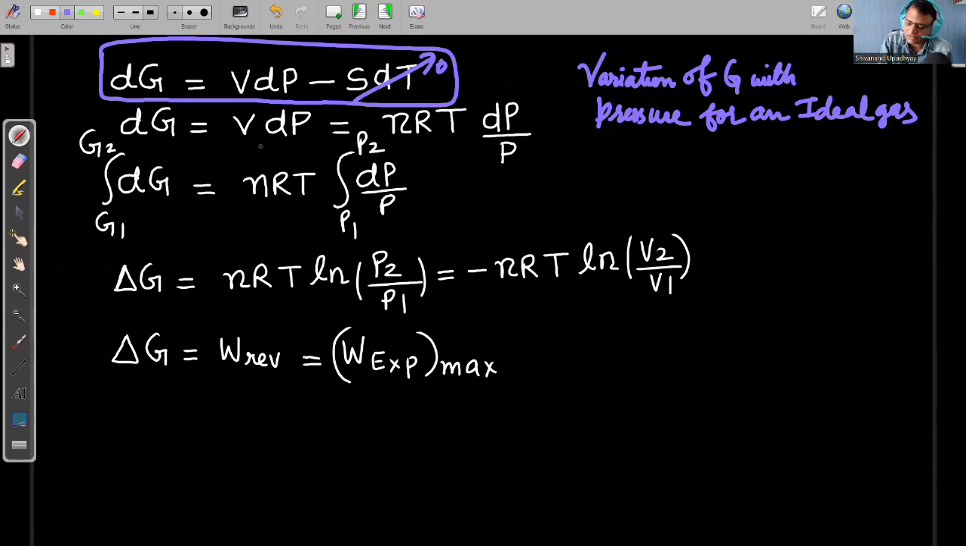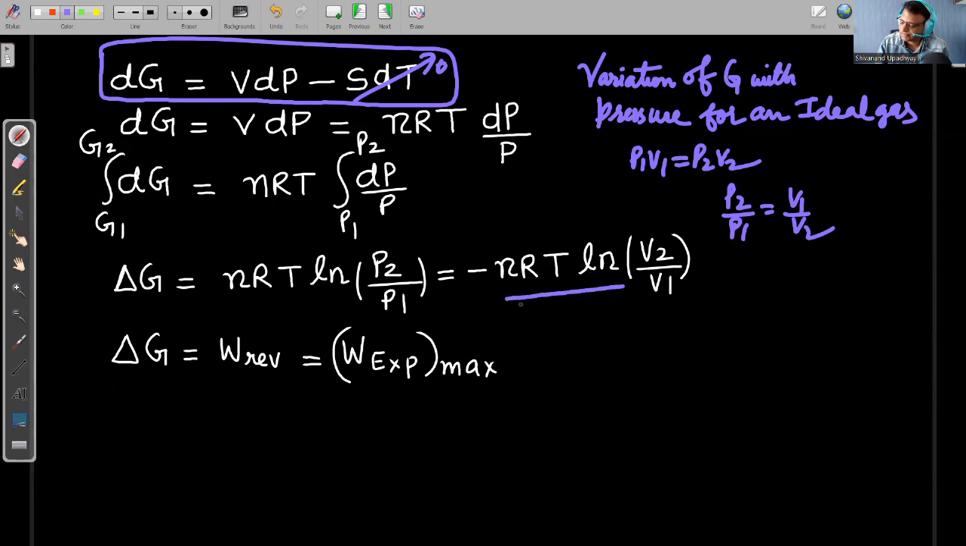So we can write dG is equal to VdP. Since gas is ideal, volume is nRT upon P into dP. If we integrate, we can write delta G is equal to nRT ln P2 upon P1. Since isothermal process is there, temperature is constant, so we can write that P1 V1 is equal to P2 V2. So P2 upon P1 is equal to V1 upon V2. So if I simplify, I will get minus nRT ln V2 upon V1, which is equal to the work done in isothermal reversible expansion for an ideal gas.